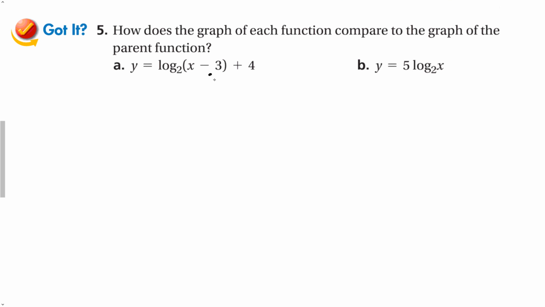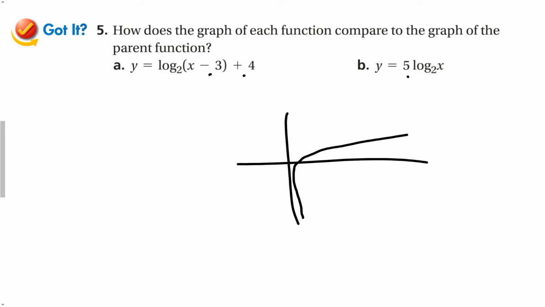This, right 3, up 4. Part B, stretched by a factor of 5. So instead of looking kind of like this, it would still kind of look like this, it would just be going up much, much faster. And they would cross at the same spot, right? But instead of having an output of 1, it would have an output of 5. And instead of having an output of 2, it would have an output of 10. So this slope, or this curve, would get much, much bigger.